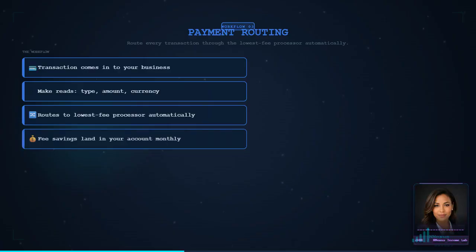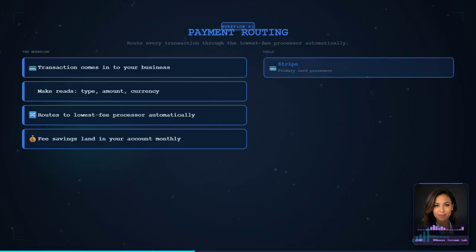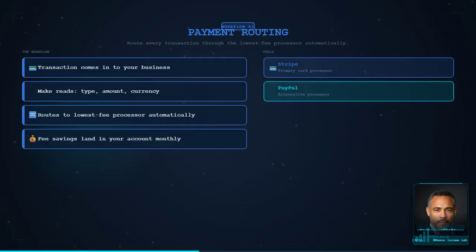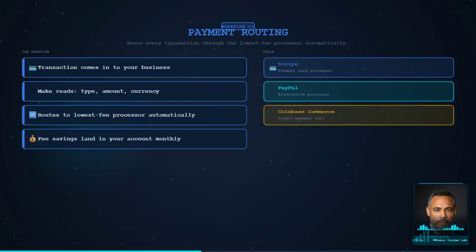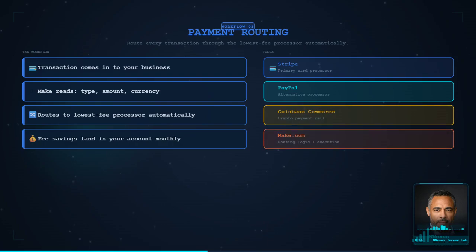Workflow 3. Payment routing optimization. If your digital business accepts payments, you are leaving money on the table with every transaction that goes through a single payment processor at maximum fee. The workflow: connect multiple payment processors, Stripe, PayPal, and a crypto payment rail like Coinbase Commerce. Route each transaction through the lowest fee processor for that transaction type automatically.